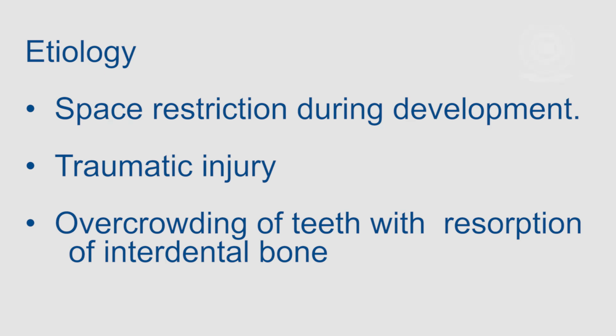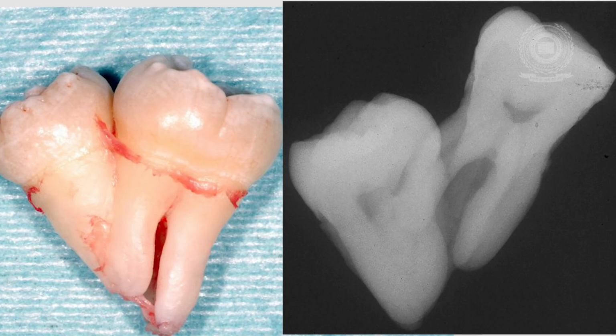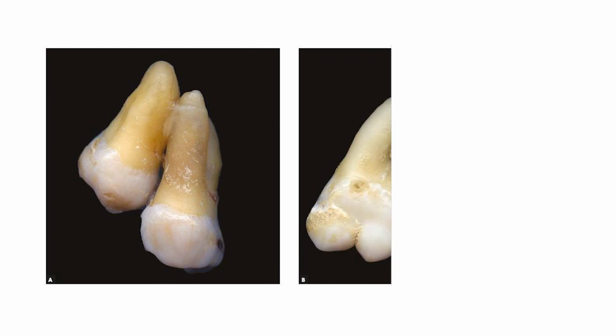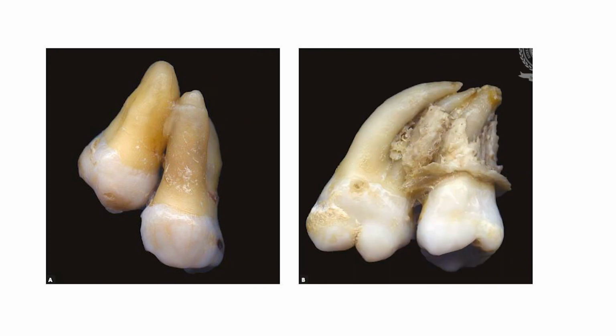So if resorption of interdental bone takes place and after this there is formation of cementum between the 2 teeth, then it may result in union of the 2 teeth by cementum. Often, diagnosis is made on radiographic examination. Concrescence can pose problem during extraction. If one tooth needs to be extracted, it can result in extraction of the other one too.